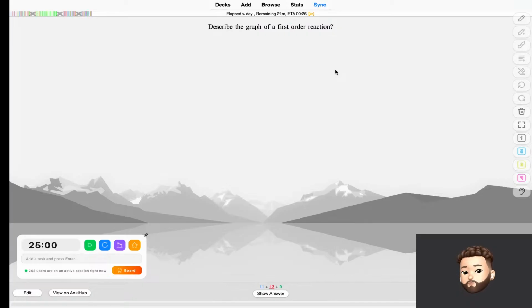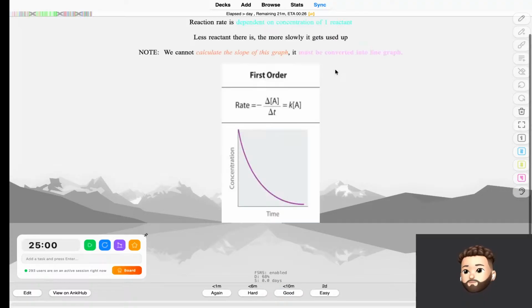Describe the graph of a first order reaction. The reaction rate is dependent on the concentration of one reactant. You can't determine the slope or the k value. You can't determine the rate constant off of this slope, so you need to turn it into a line.